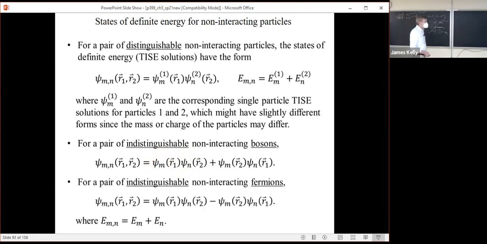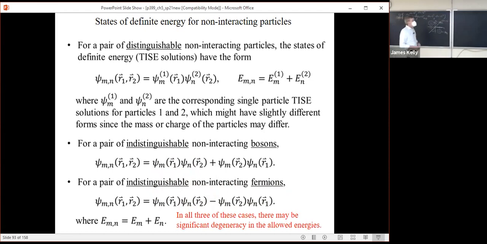And similarly for fermions, we just anti-symmetrize. So it's like a product state. Well, not quite a product state. An anti-symmetrized product state is going to be the state of definite energy in that case. Okay, now notice that there can be quite a bit of degeneracy in this case.